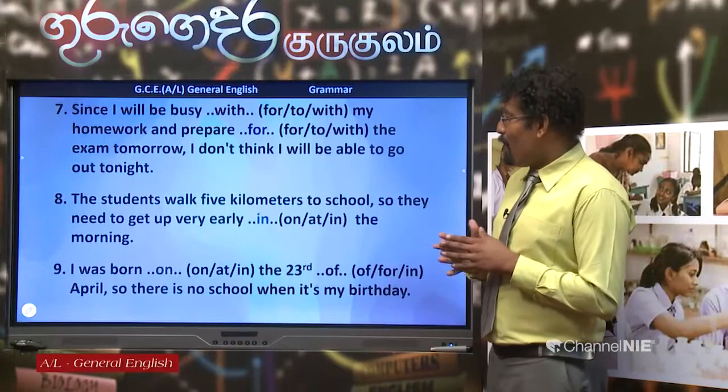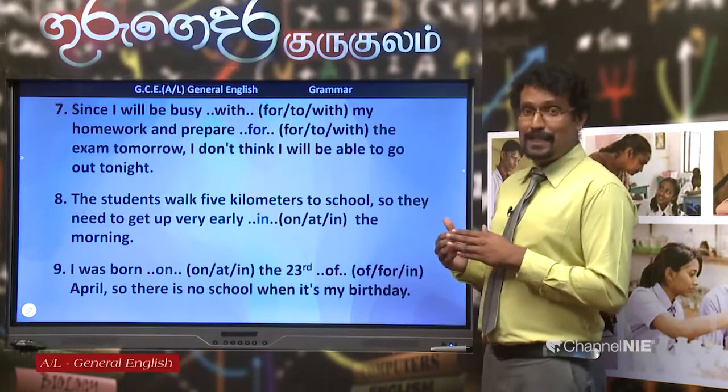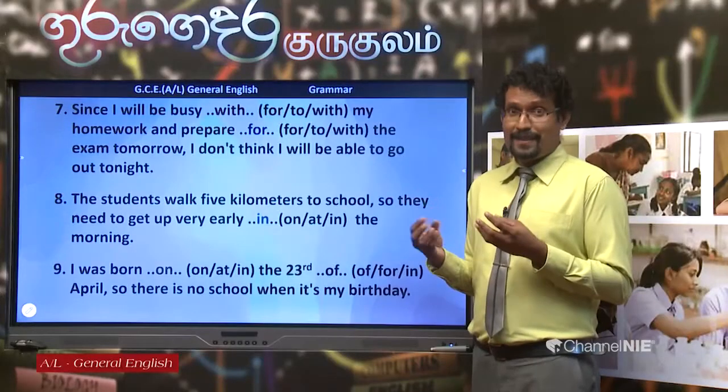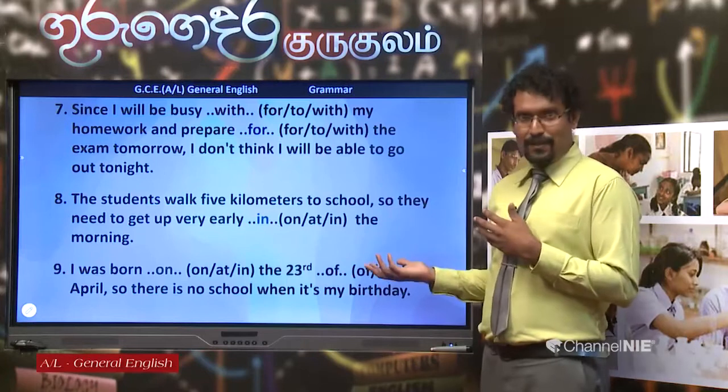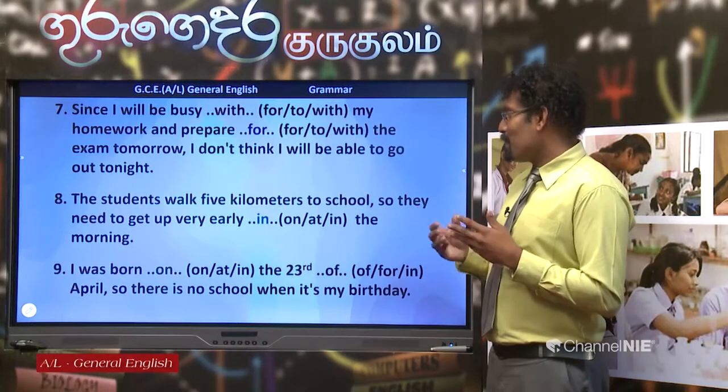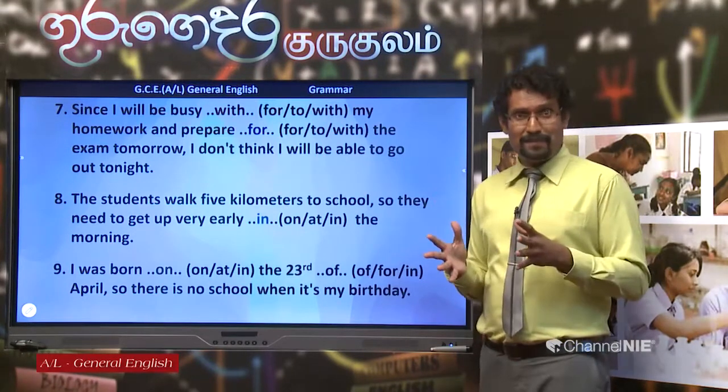Ninth one, I was born on the 23rd of April. I was born on the 23rd of April, so there is no school when it's my birthday. Otherwise, I could have given my friends a piece of cake, a piece of chocolate cake, right? So maybe he's so sad. I was born on the 23rd of April, so there is no school when it's my birthday because it's vacation.